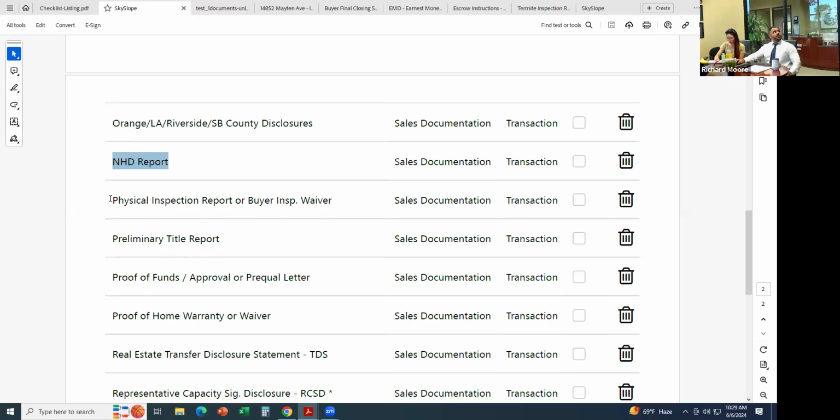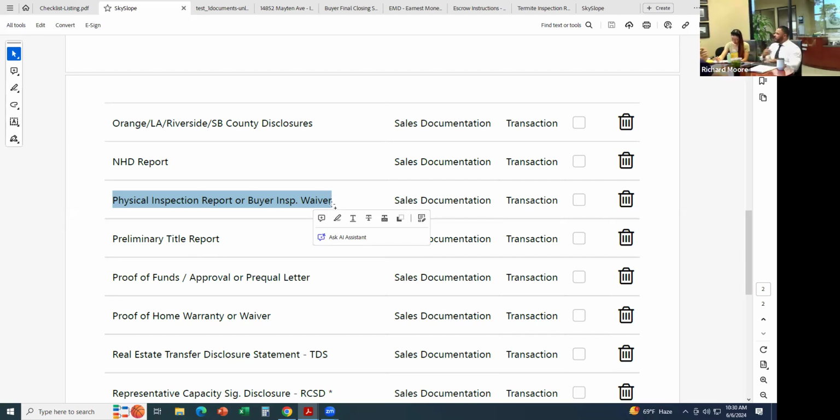The next one is a physical inspection report or a buyer inspection waiver. So if you're representing the buyer, the buy side should provide this. There's gonna be some cases where the listing side already has an inspection from a previous escrow that canceled. They're gonna give it to you and say, here's the report, so you don't have to pay for another one, and then they have to disclose it anyway. But the buyer, when submitting an offer, has 17 days or whatever the contingency period is to do any investigation of the property, including inspections. And the physical inspection is one of those inspections.